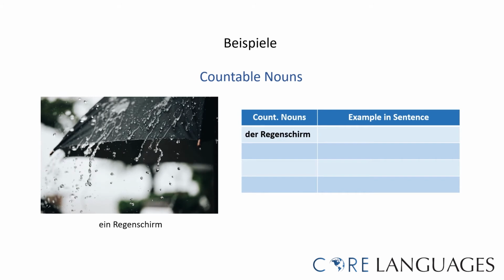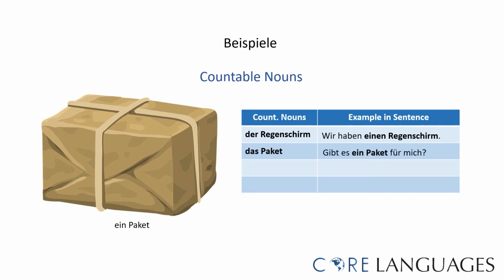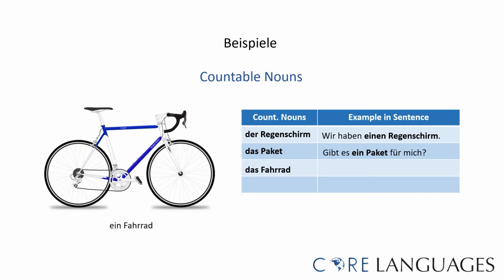Der Regenschirm, the umbrella. Wir haben einen Regenschirm. We have an umbrella, or we have one umbrella. Das Paket, the package. Gibt es ein Paket für mich? Is there a package for me? Das Fahrrad, the bicycle. Ich kaufe ein Fahrrad. I'm buying a bicycle. Or I'm buying one bicycle.